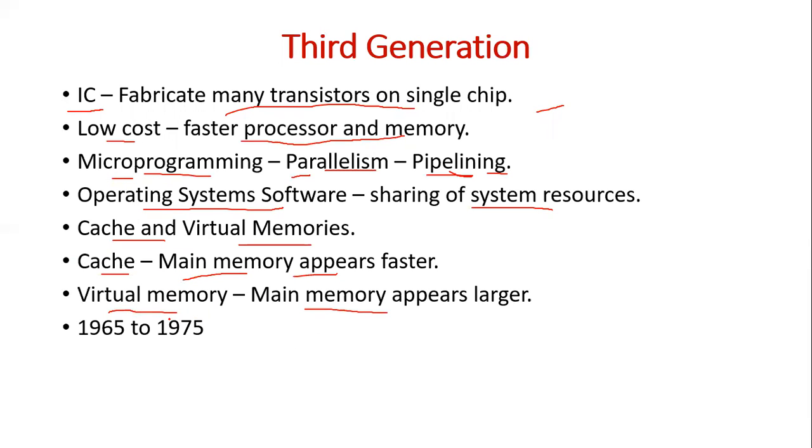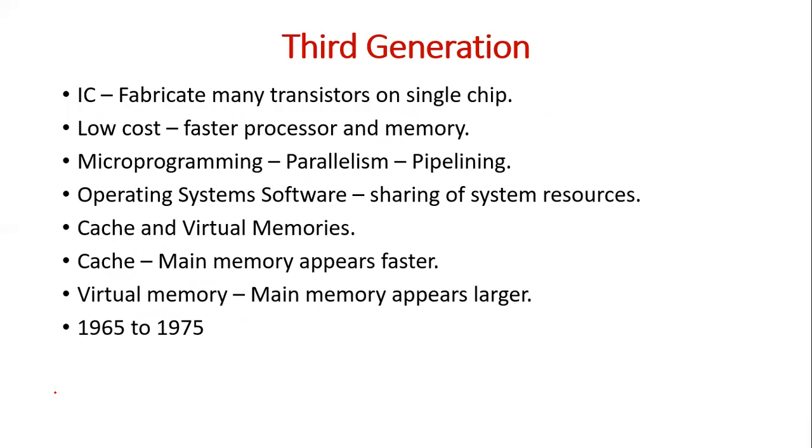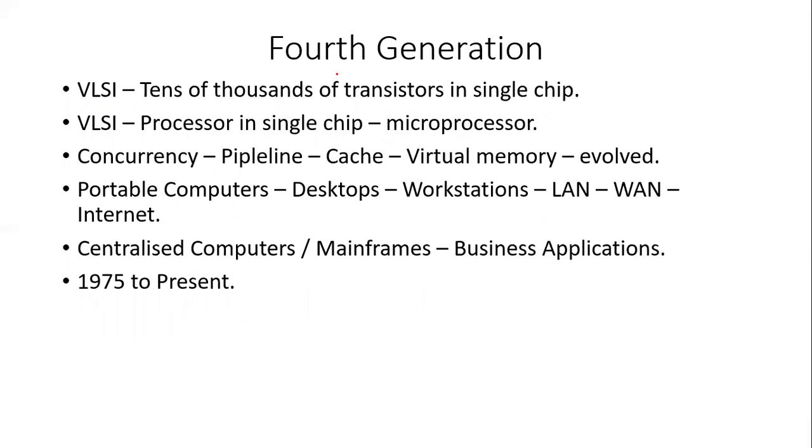With the concept of virtual memory, the processor will never feel there is a lack of memory, whether there is sufficient memory or not. With the available memory, the program will be loaded and then swapped depending on the requirement. So the third generation of computers was during the period of 1965 to 75. Then the fourth generation, 1975 to present: whatever computers have evolved, all come under the fourth generation.